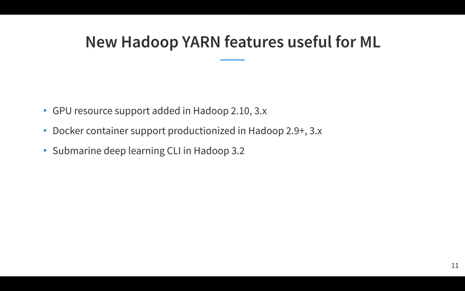So the good news about running machine learning on Hadoop is there are quite some new features in Hadoop infrastructure to support better and more effective machine learning. The GPU resource support was added in Hadoop 2.10. It's going to be released maybe in a couple of months, and it's also available in all the 3.x versions. It also has production level support for Docker since Hadoop 2.9, also available in 3.x as well. It also has something new, a new initiative to do some deep learning inside Hadoop 3.2.